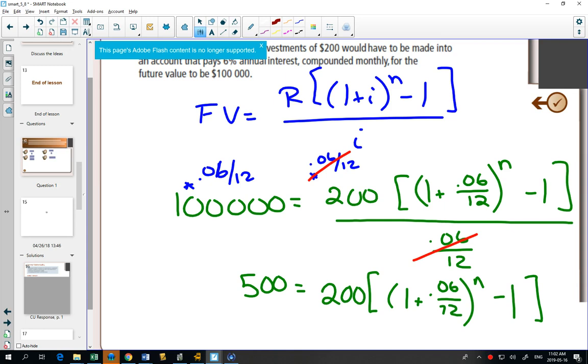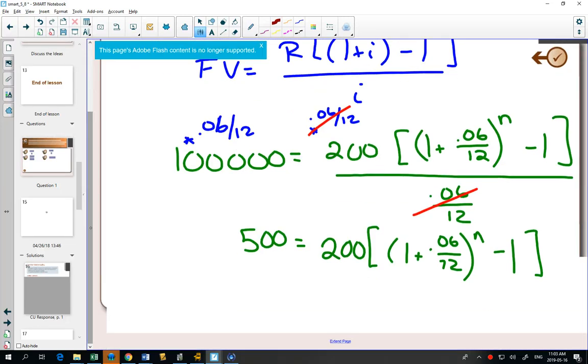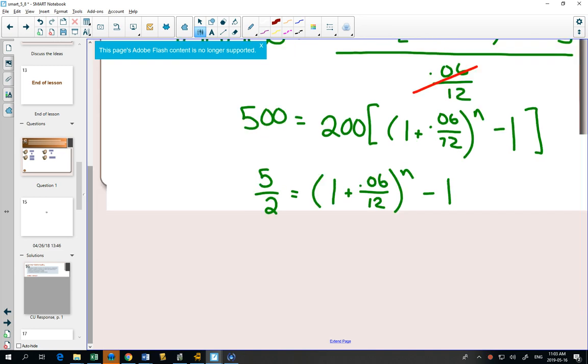Why can't I add 1 to both sides right now? Because there's that $200 in front, or the 200 value in front. How could I get rid of that 200? Divide both sides by 200. So that's going to give me 5 over 2 on this side. And so I have 5 over 2 equals 1 plus 0.06 divided by 12. And at this point, can you see that these extra square brackets that were around here were no longer necessary now?